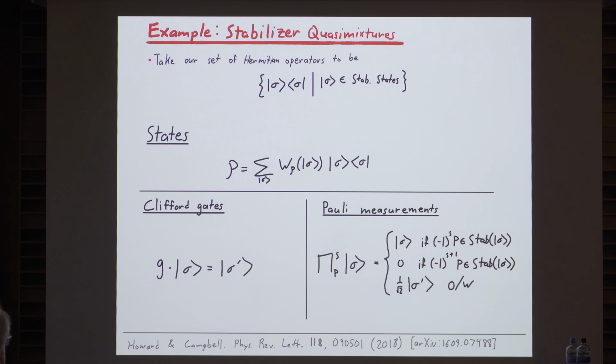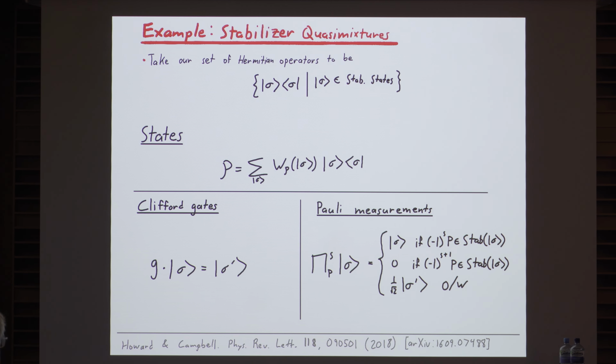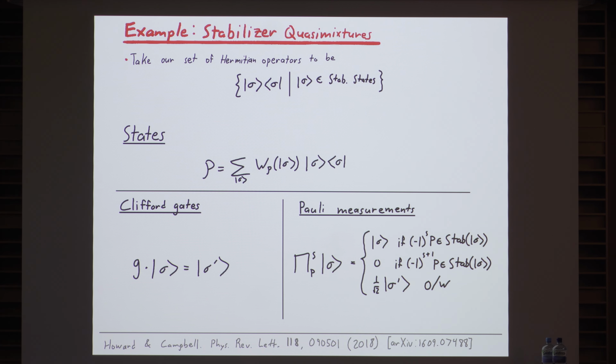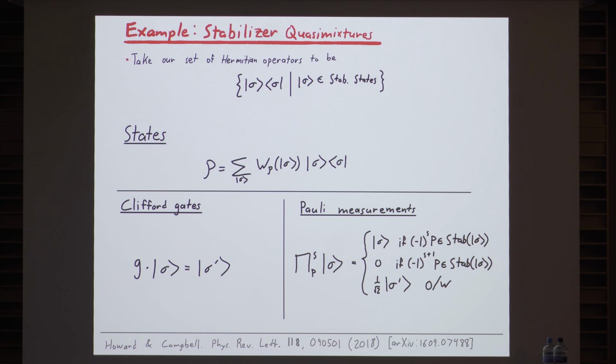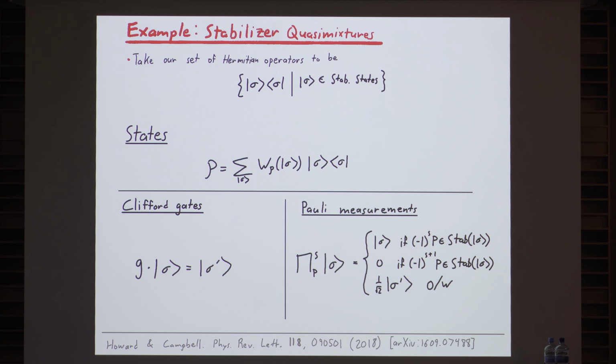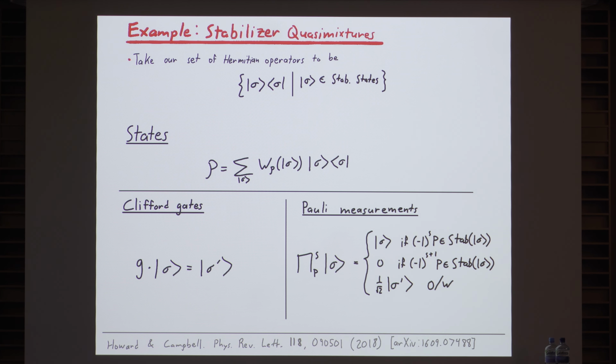This quasi-probability function is non-negative whenever your state is a convex mixture of stabilizer states, or whenever your state is contained inside the convex hull of this set of stabilizer states. So this goes a little bit beyond Gottesman-Knill. Gottesman-Knill is usually just for pure states. This tells us it works for mixtures of stabilizer states as well. But you can do a bit better than this.